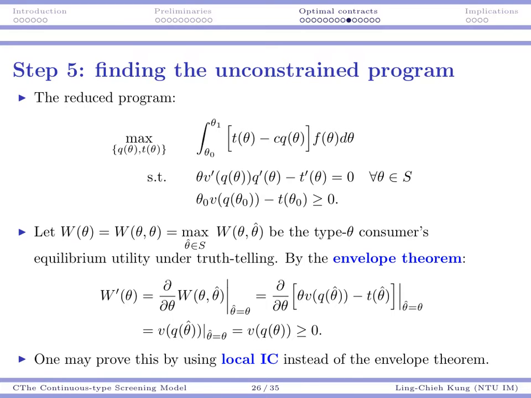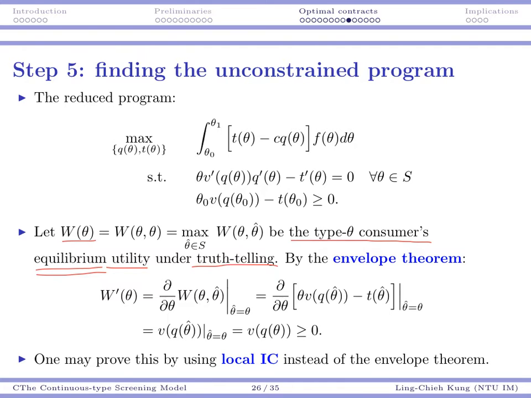So by definition, if I plug in the optimal solution, then that should be W of theta, theta, which is just W of theta. So I define W of theta as type theta consumer's equilibrium utility. Okay, eventually he will tell the truth. So W of theta, one parameter theta, is enough to denote his equilibrium utility.